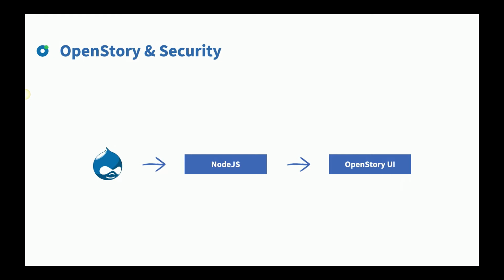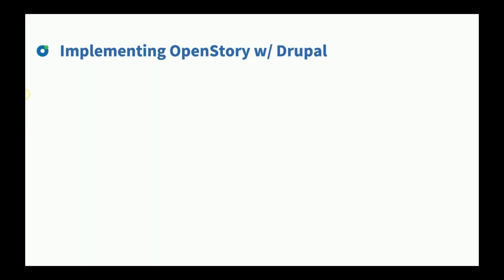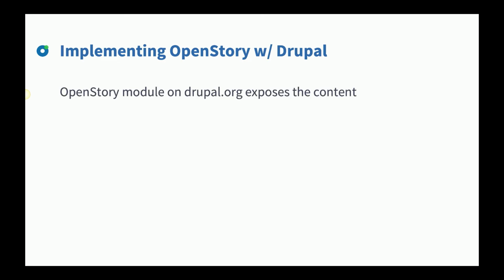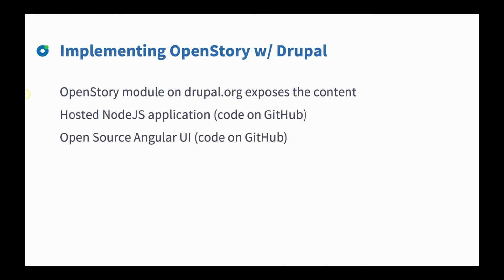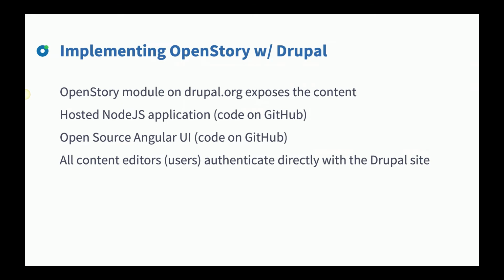In terms of security, currently Drupal talks with JSON to the Node.js middleware system, and the middleware system talks with the OpenStory UI, all of course over HTTPS. In terms of current availability for implementing OpenStory with Drupal, you have an OpenStory module on Drupal.org that exposes some JSON APIs to manage the content from your Drupal side. It has a Node.js application that's open source, and the code is available on GitHub that you can download and personalize or extend. There is an open source Angular UI, the OpenStory UI, that is also available for download on GitHub. And in terms of implementing, it's just a download and install kind of approach for the module. There is no separate authentication layer necessary for the content editors. They can use the same username and the permissions that are available for their Drupal site.